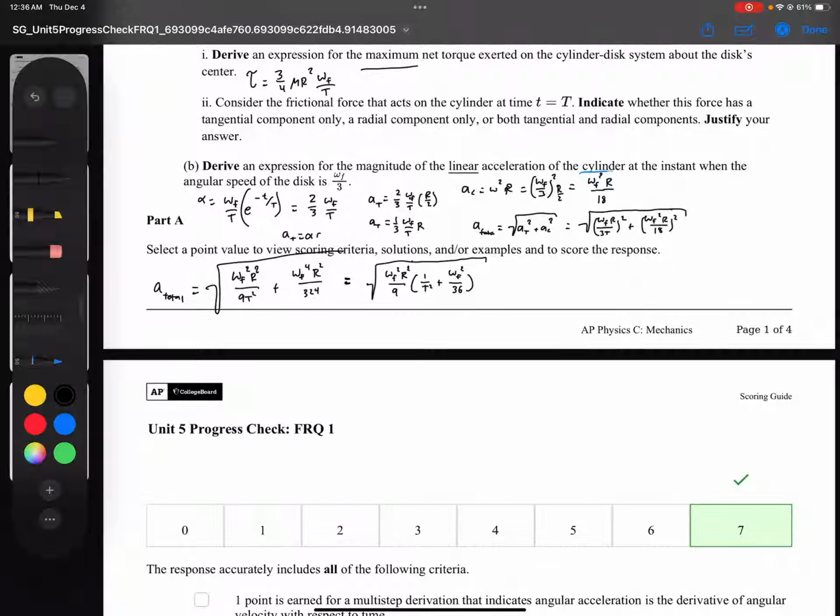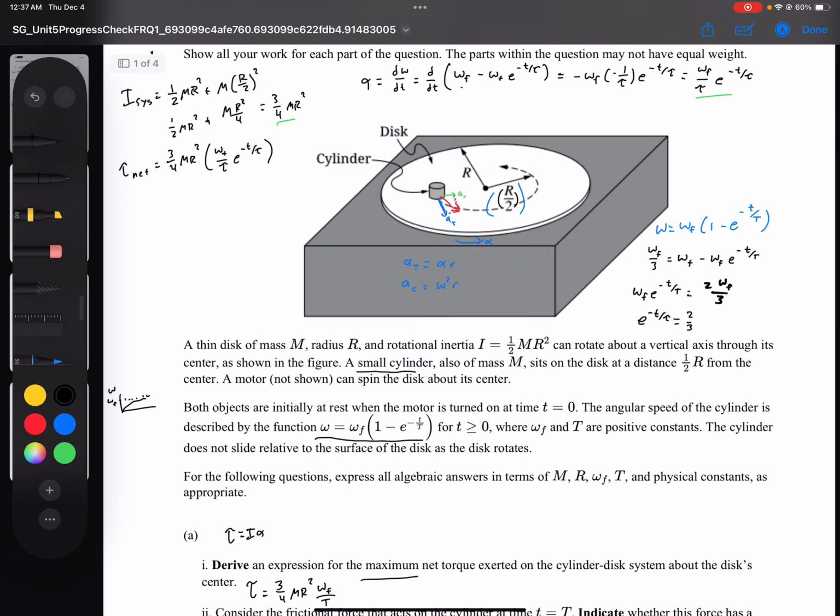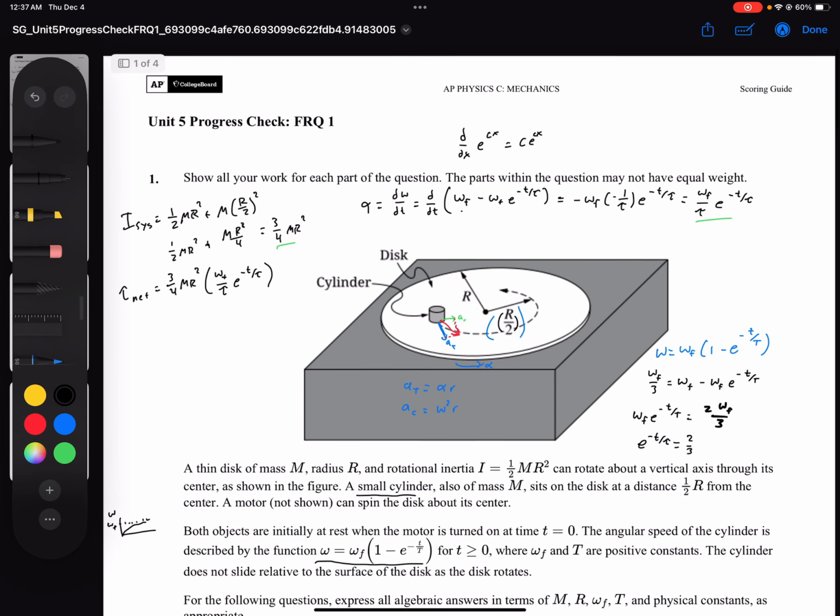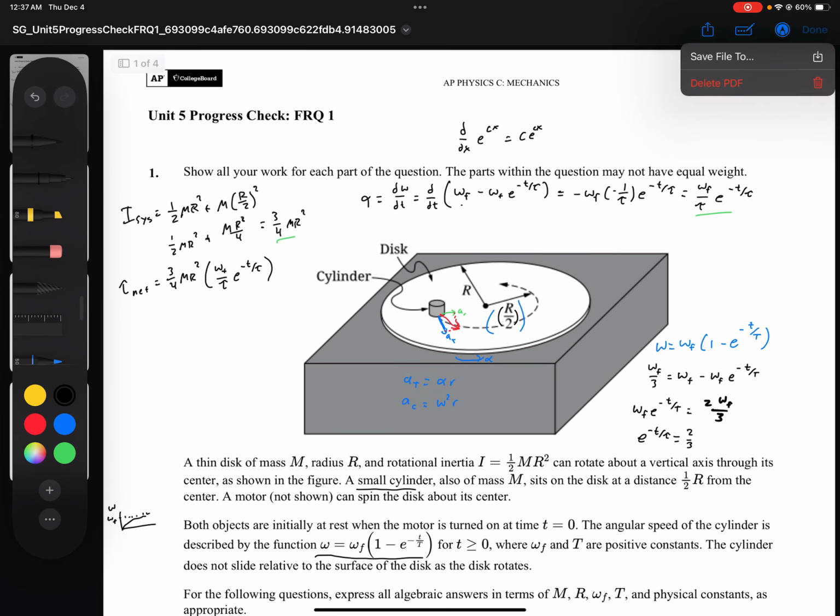And then these can all be removed from the square root, right? So I basically have the square root of all this times the square root of all this. And that is going to give me omega f times r over 3 times the square root of 1 over t squared, or I'm sorry, plus omega f squared over 36. And that's my final answer. A little bit annoying when it comes to algebra, but that's how it is sometimes. And yeah, that's it. So now let's move on to the next one, if I can.